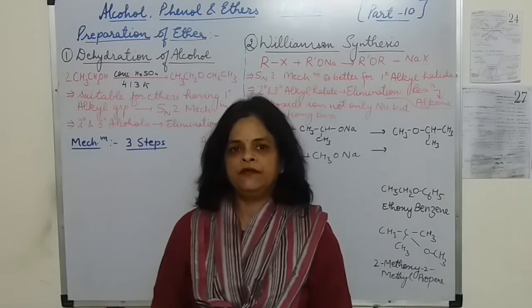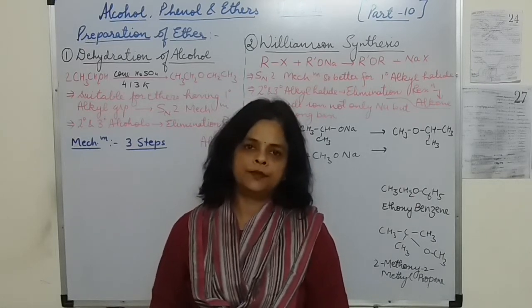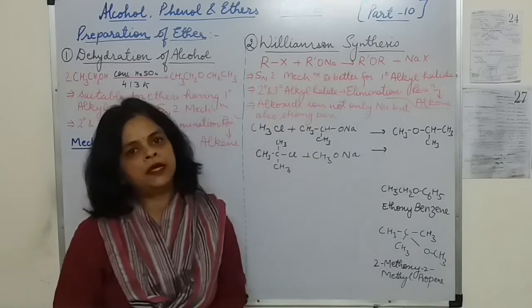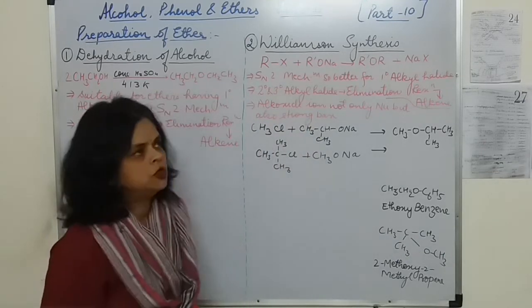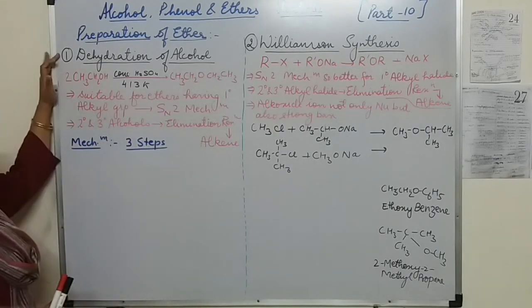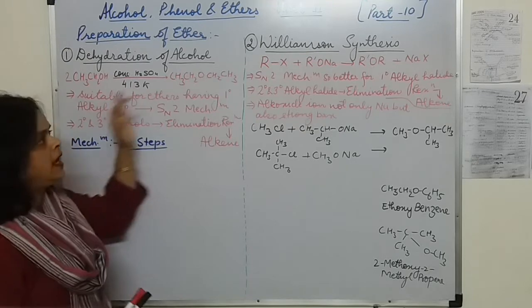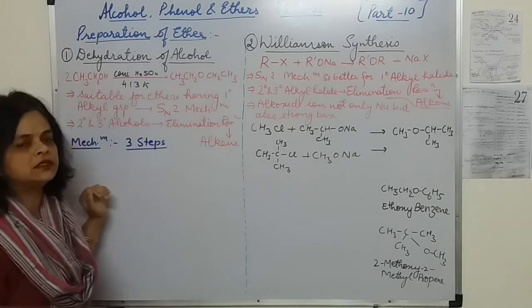Students, today we will discuss the last part of the chapter Alcohols, Phenols and Ethers. We will discuss ethers, the methods of preparation and the properties. So let's start with the preparation of ether. There are two methods. First is dehydration of alcohol and the second one is Williamson synthesis.